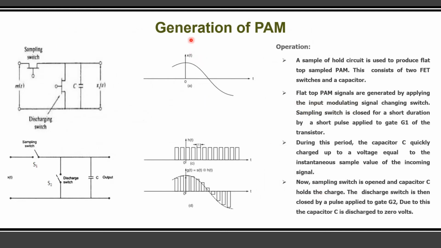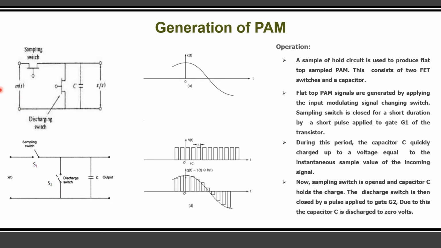Now let us see how to generate the flat top sampling or flat top PAM signal. In the generation of PAM, we utilize this simple circuit diagram to generate a pulse amplitude modulated signal. There are two field effect transistors, 1 and 2, utilized here, and a capacitor is connected in parallel to the field effect transistor. Both the field effect transistors act as switch 1 and switch 2.